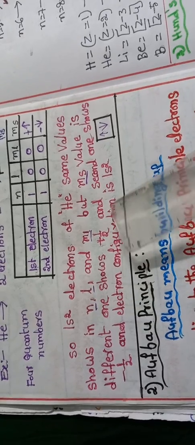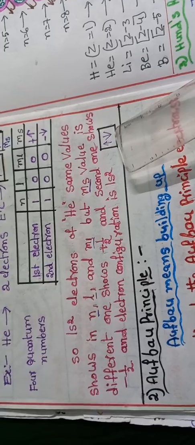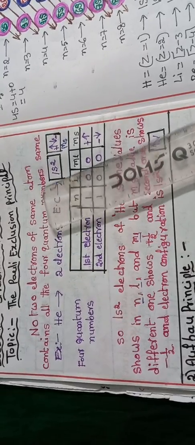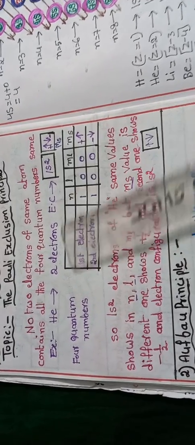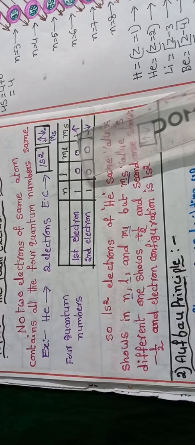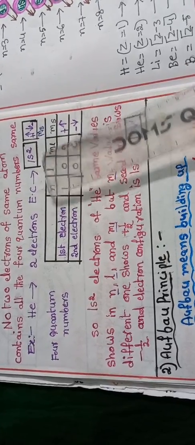And the electron configuration is 1s2, so one upward and one downward electron. Okay. This is all about the Pauli exclusion principle: no two electrons of the same atom contain all 4 quantum numbers the same. So here we observe that the ms values are different for the 2 electrons present in one orbital.